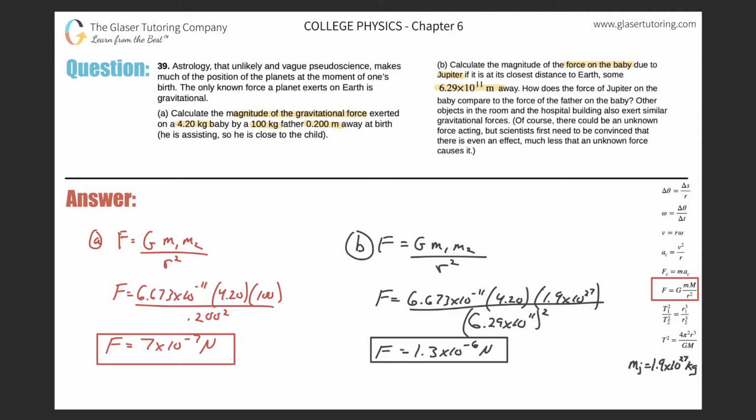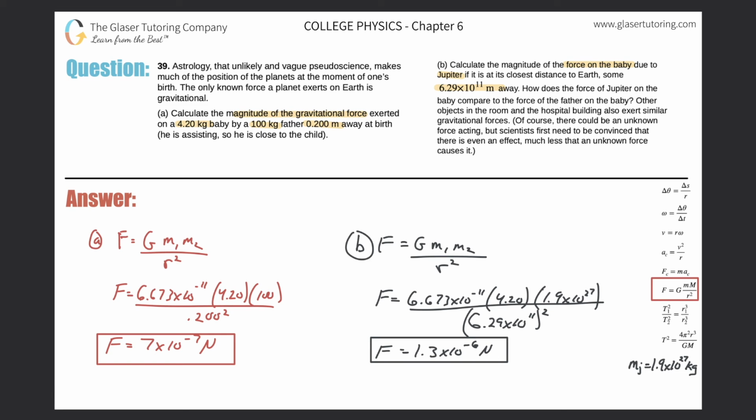Then it says, how does the force of Jupiter on the baby compare? What we can do here is simply a little division. We take 7 times 10 to the minus 7, divide that by 1.3 times 10 to the minus 6, and we get about half. So it worked out to be about half as much. The father has half as much gravitational force as Jupiter does on the child. And I don't know about you, but that might be an argument for astrology, right?